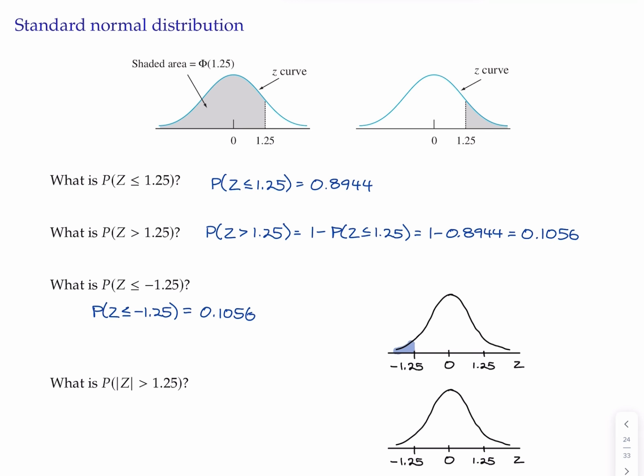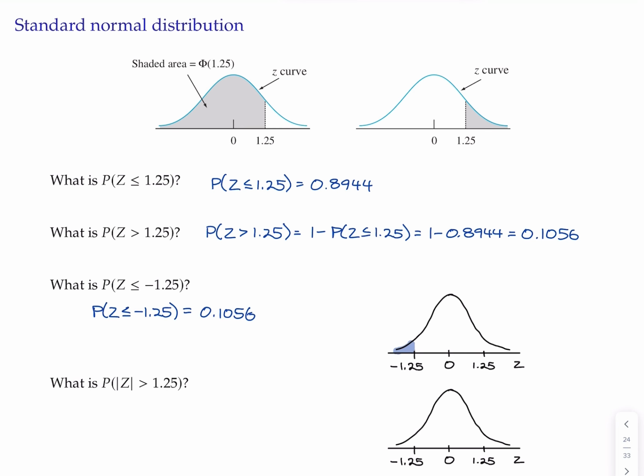And it has to be, because the normal distribution is symmetric around its mean. The standard normal is symmetric around 0. So these probabilities have to be equal. Okay. All right. Last one. What is the probability that the absolute value of a standard normal exceeds 1.25?